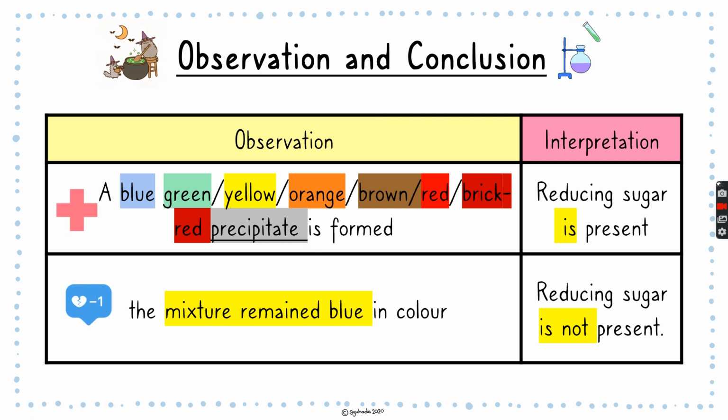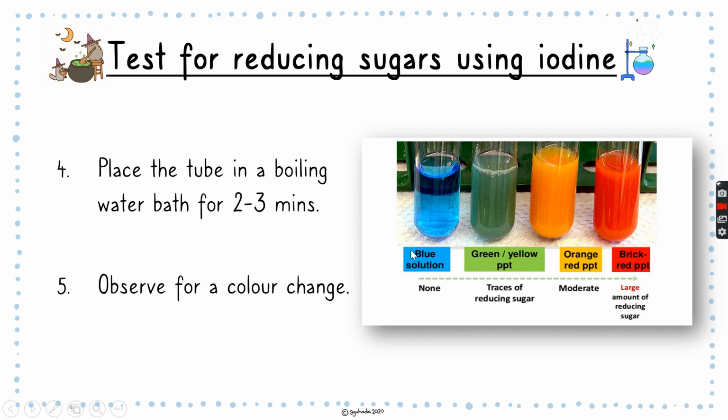But if you have a negative result, what will it look like? The mixture just remains blue. So just say that it just remains blue because there's no color change there. Reducing sugar then therefore is not present. So let's just look at that picture again. This is how Benedict's solution looks like. And if it is negative, this is how it remains blue.